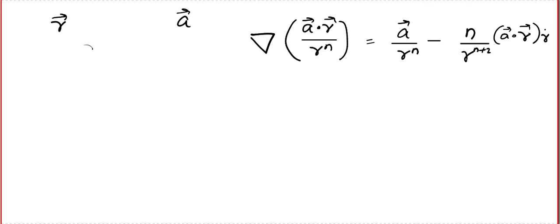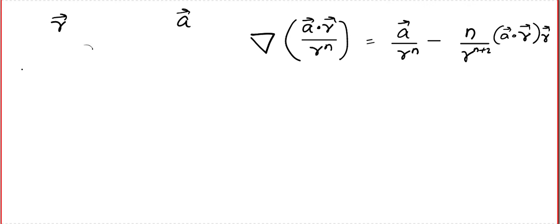Okay, so they are asking: let R be the position vector of a random point and A be a constant vector. Prove that del of (A dot R) divided by R power n is equal to A divided by R power n minus n divided by R power n plus 2, into (A dot R) into vector R. It looks really scary, but it's so easy.